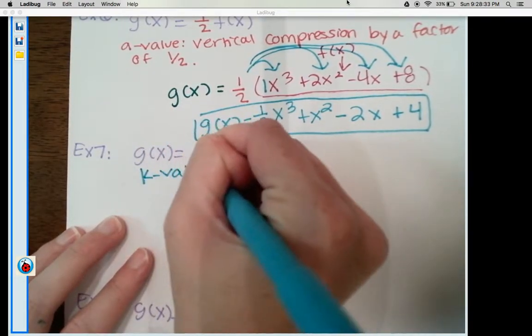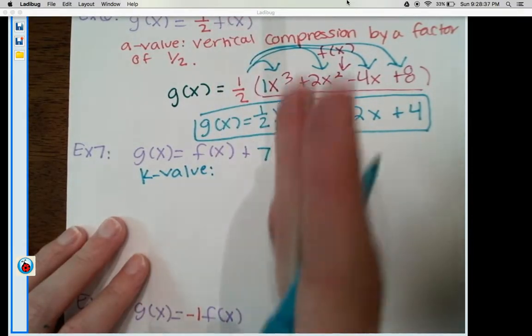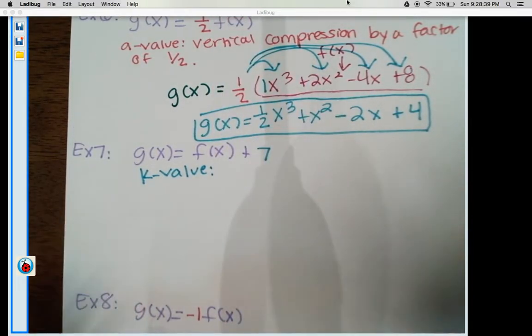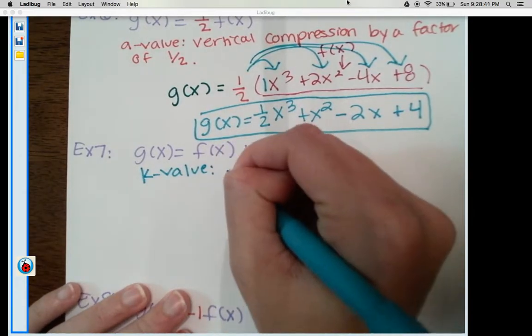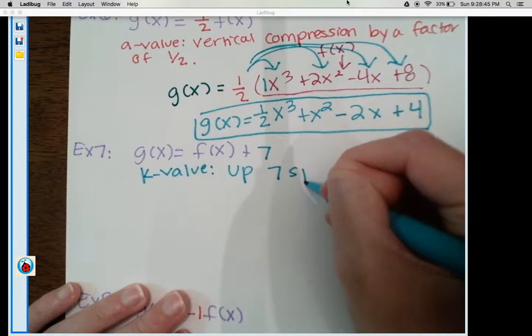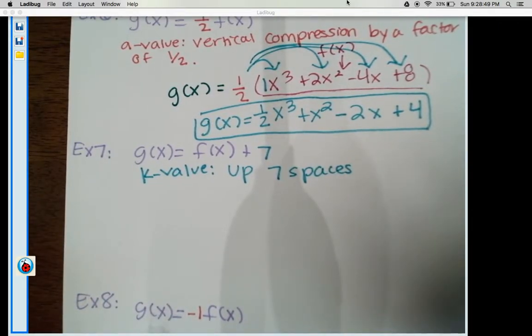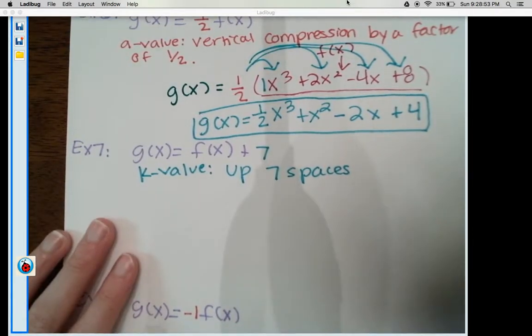And let's see here, when the k value is 7, if we're going up and down and we don't think the opposite, holy hot dog, you guys are so smart. This is going to go up by 7 spaces, so up 7 spaces. Or you could also say vertically translates up 7 spaces, whatever you want to say. I'll take up 7 spaces though.